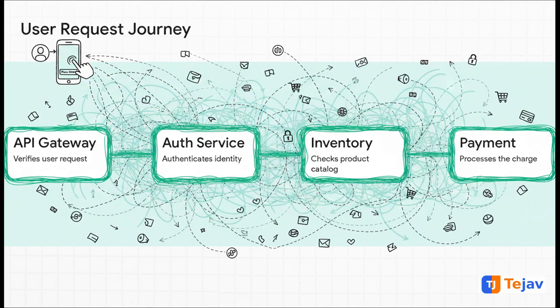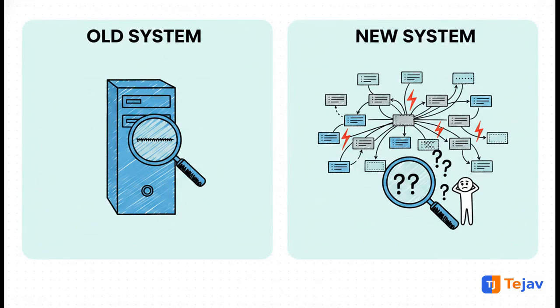First, it hits an API gateway. Then it verifies identity in an auth service, checks the inventory, and finally processes the charge. Dozens of services are communicating constantly just to make that one single click actually work. Okay, let's dive into this.